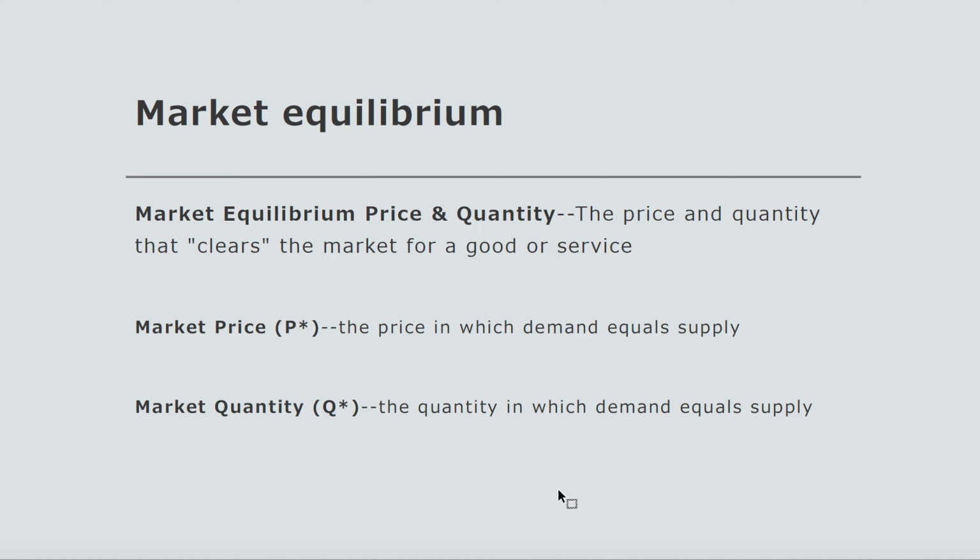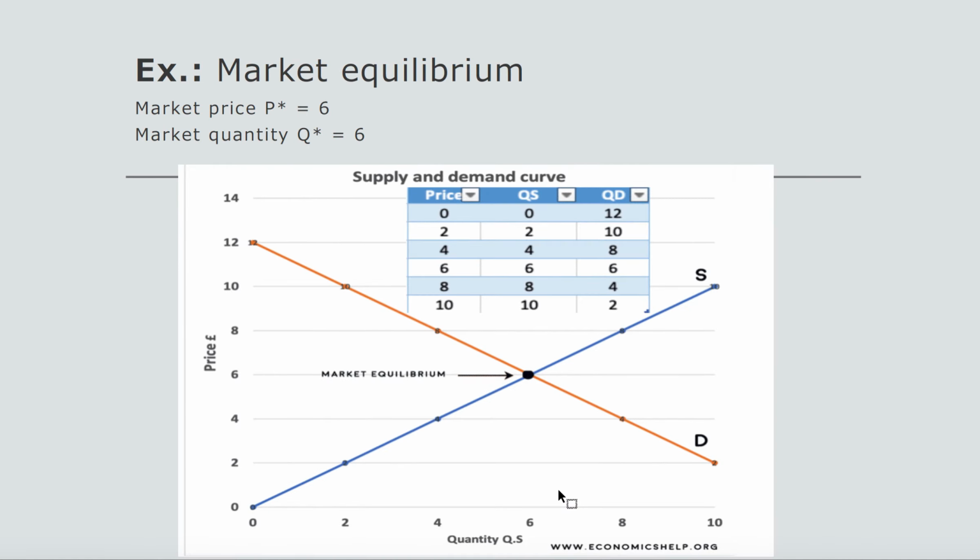Together, they're going to give us this market equilibrium, right? And the market equilibrium is the price and quantity that clears the market. All right, so P star and Q star are going to represent the price at which supply equals demand. So let's take a look at an example here. Here's a market equilibrium in which the price is 6 and the quantity is 6. So how do we get that?